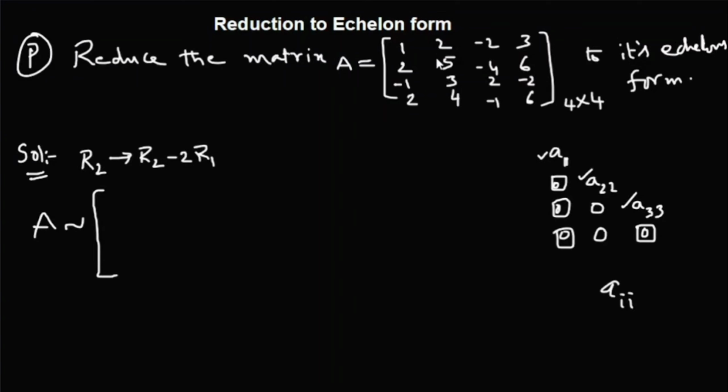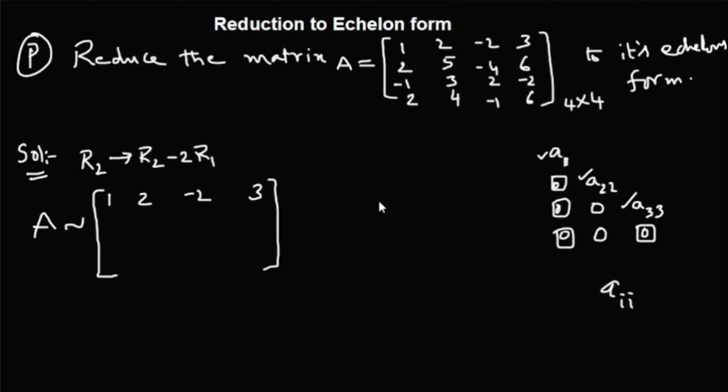So that means this matrix and the matrix that we are going to obtain are similar to each other. We are not going to change the first row. So 1, 2, minus 2, 3. There is no change in the first row. In the second row, R2 minus 2R1, here 2 minus 2.